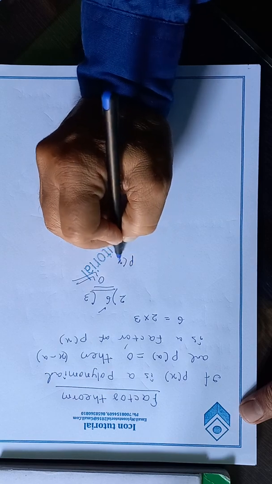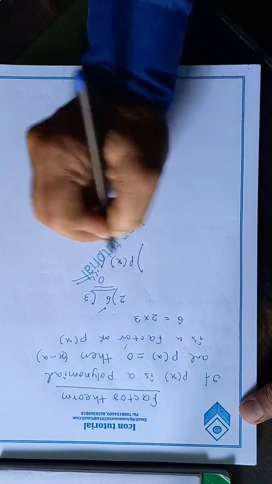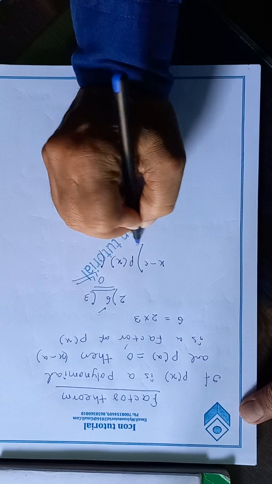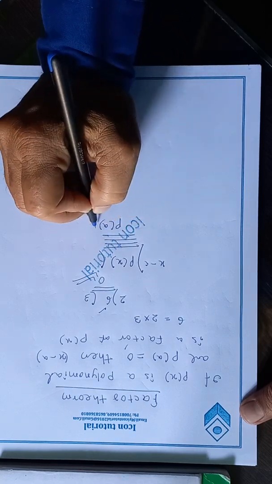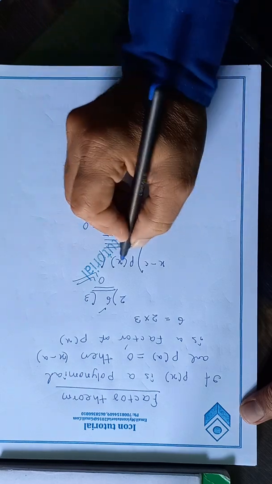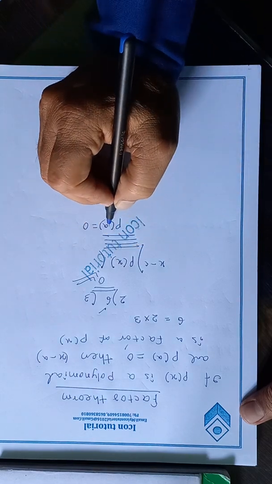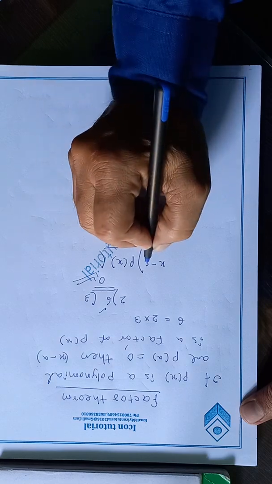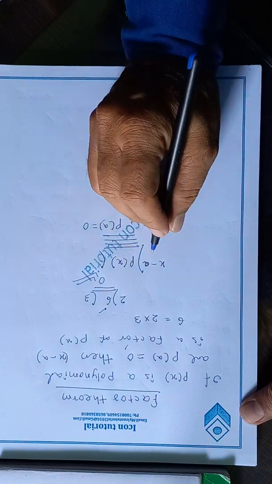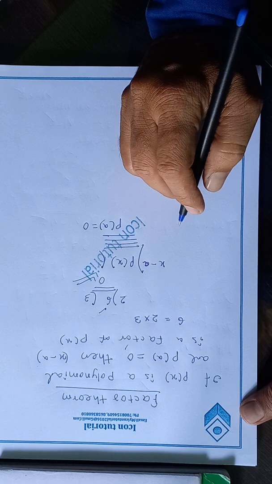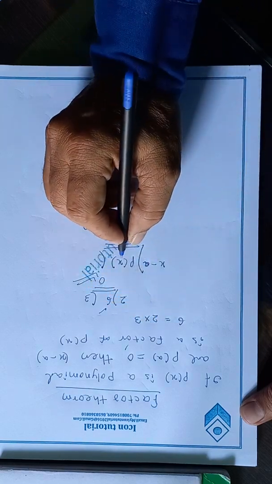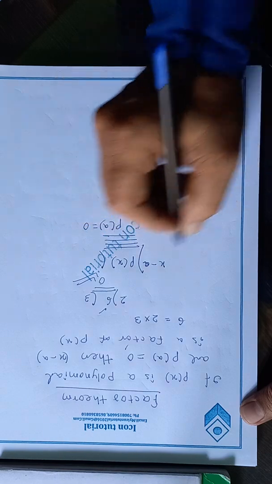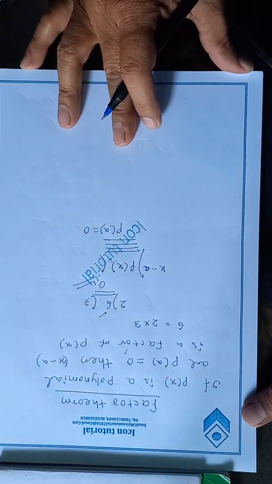Clear? Like that, if f of x is a polynomial and it is divided by something, the point is, if p of a, the remainder, is 0, that means if you put a in place of x and the remainder comes 0, then no doubt x minus a is a factor of p of x. So we can say that p of x is a polynomial, and if p of a is equal to 0, then x minus a is a factor of p of x.